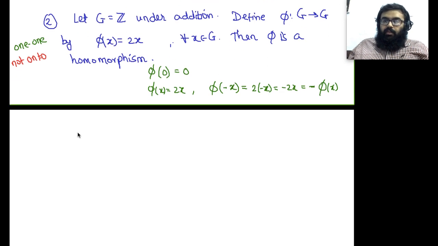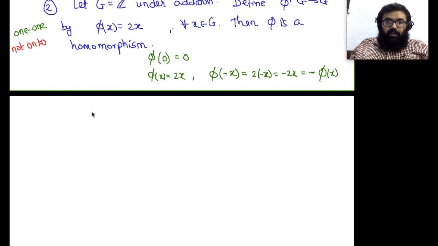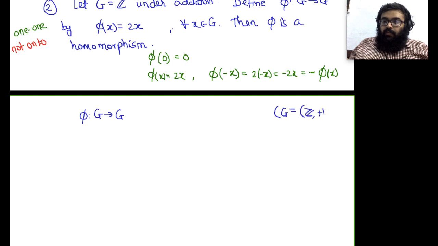Yes, in the Google Meet, Amit has also given a similar example, I think. Consider another example. Define phi from G to G, again G equals Z with addition, by phi of x equals minus x, that is, the inverse, for all x in G. And this is also a homomorphism.